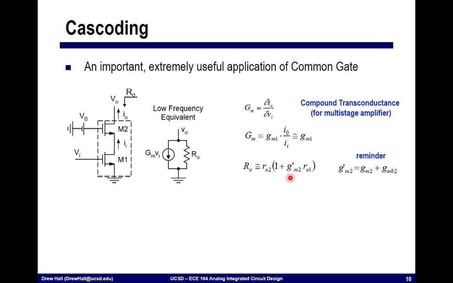The output impedance we just derived is essentially the output impedance of this device, RO2, times 1 plus GM2 prime times the impedance that we see looking down into this device, which is RO1. Again, here we're using GM2 prime, taking into account the body effect, and we know that this body effect actually helps us in that it gives us larger transconductance than if the gate and the source were tied together.